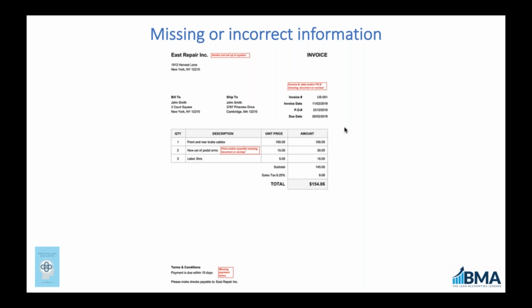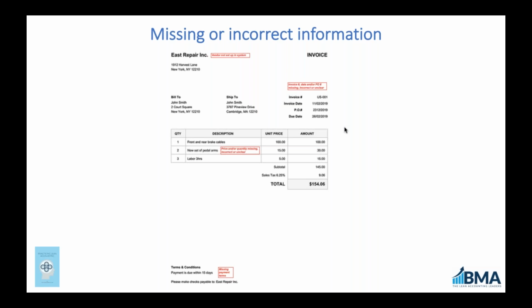It could be the bill to, it can be the address, it could be the name of the company, it could be invoice numbers, purchase order numbers, it could be what's on the invoice, the quantity, the price, things like that. It could be the terms and conditions. So there's a lot of information, okay?